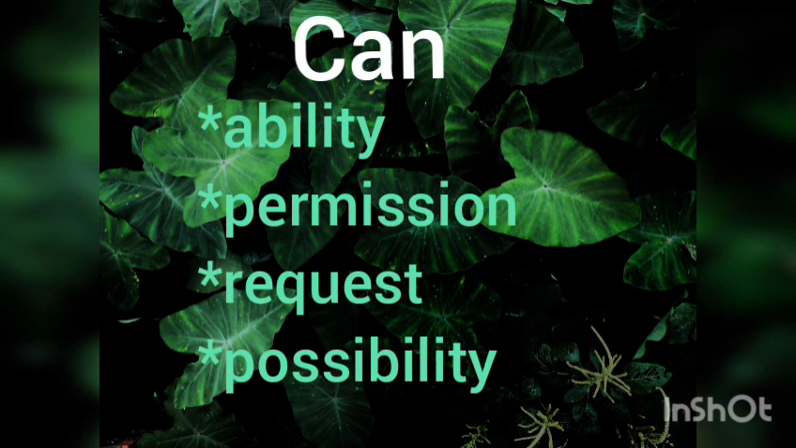Next one, permission. When you want to ask for permission, you can say can. You can start now. Can you give me a pen? When you are asking a request, can you take me to the hospital? So these are the ways you can use can. For possibilities: the stadium can be emptied in 4 minutes.